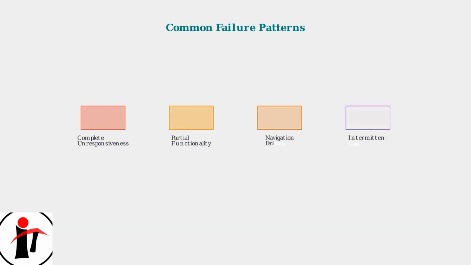OSD failures typically follow four distinct patterns, each indicating different underlying issues. These patterns include complete unresponsiveness where no menu appears, partial functionality where some buttons work, navigation failure where menus display but controls don't respond, and intermittent operation.